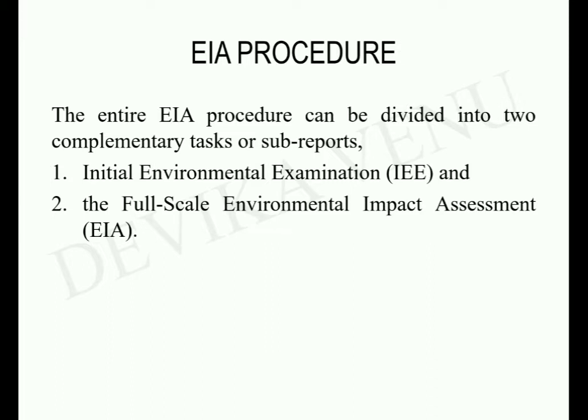Okay, so the entire EIA procedure can be divided into two tasks, or the preparation of two sub reports. That is, the first one is initial environmental examination, that is IEE, and the second one is full scale environmental impact assessment, that is EIA. Okay, so first we'll see what is an initial environmental examination or IEE.